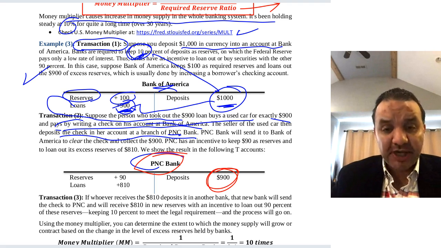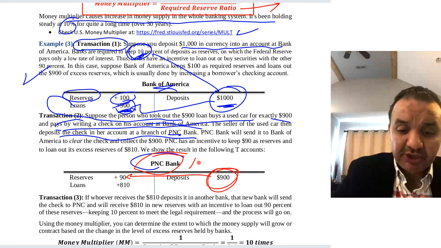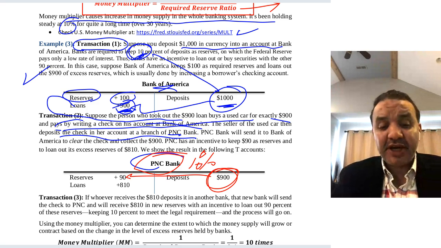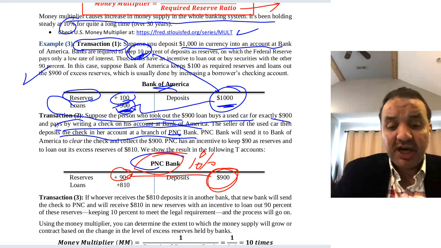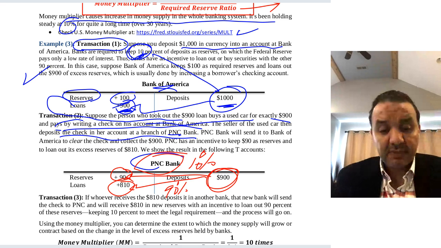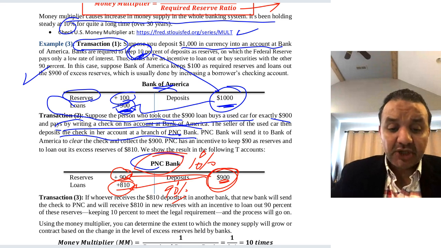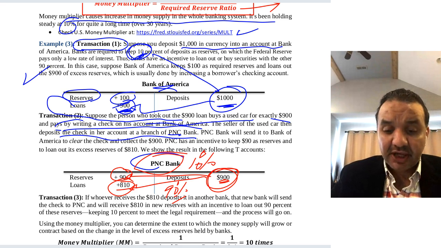PNC Bank is again subject to the 10% requirement, so the bank has to keep 10% of the 900 as reserve, which is 90, and PNC Bank can use the other 90% to give loans. As you can see, 900 times 90% equals 810. So in the next transaction, PNC Bank can give the 810 as a loan to someone else, and so on. The process keeps going.